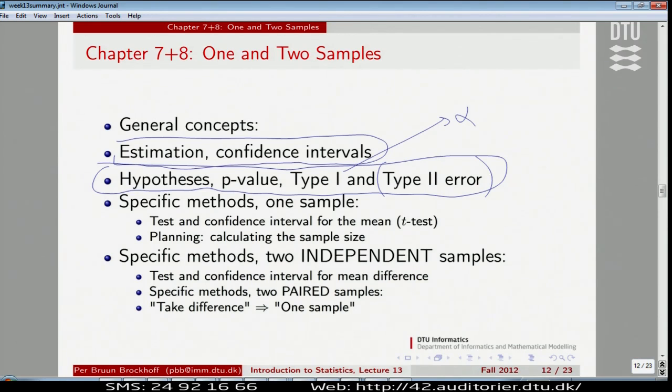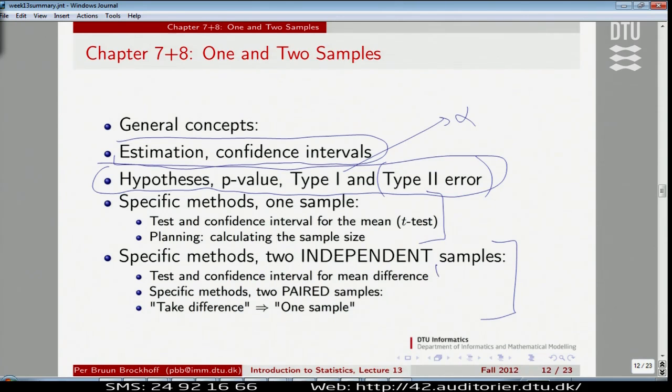We learned specific methods, 1 sample, test and confidence interval for the mean, like a t-test, and we could also calculate the sample size. We could turn this formula around for the confidence for the maximal error, and then we had sort of a formula for n. And we had some specific methods for 2 independent samples and also 2 paired samples.